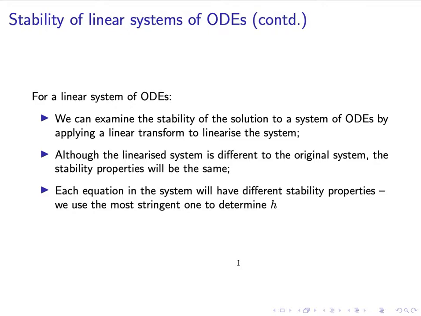Each equation in our system will have different stability properties. So one of them might be stable for large values of h, where others might be stable for only small values of h. And what we do is we use the most stringent one. So any step length h has to be stable for all equations in the system.